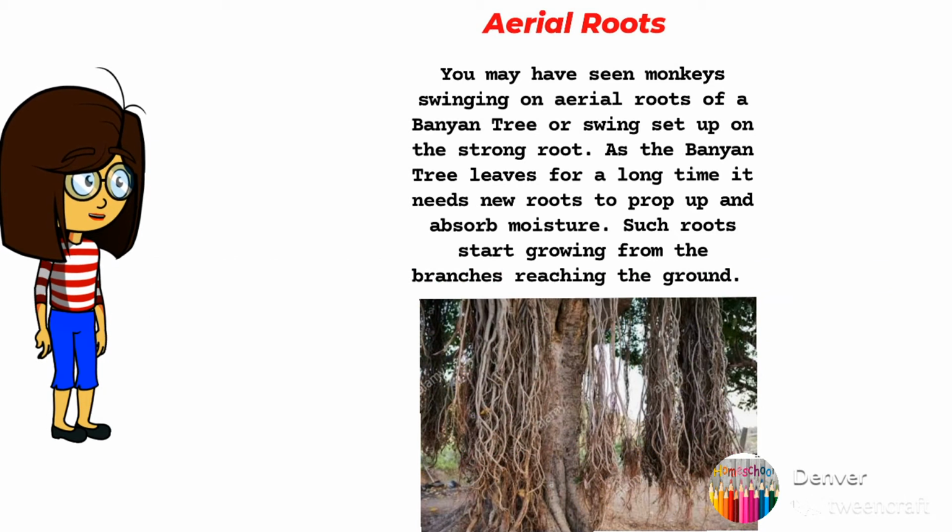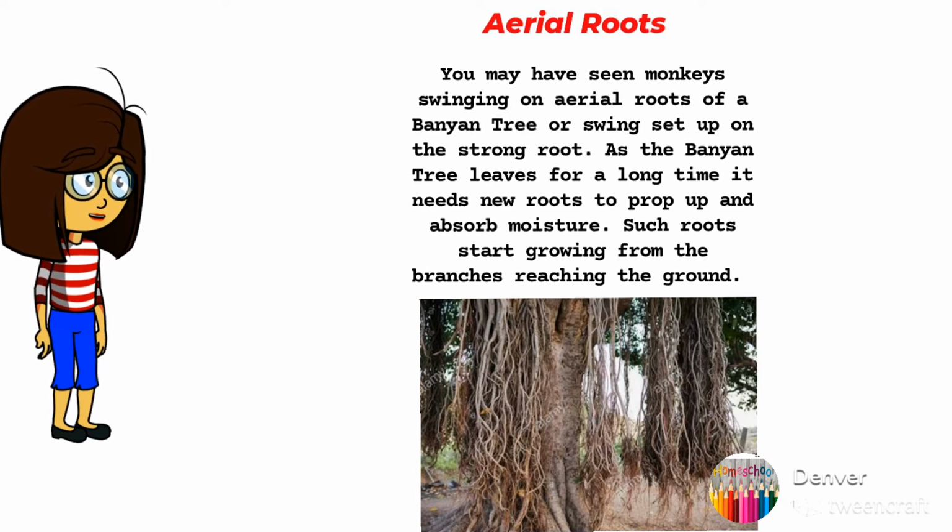Aerial roots. You may have seen monkeys swinging on aerial roots of a banyan tree, or swings set up on these strong roots. As the banyan tree lives for a long time, it needs new roots to prop it up and absorb moisture. Such roots start growing from the branches, reaching the ground. Ficus and peepal trees also grow aerial roots as they age.